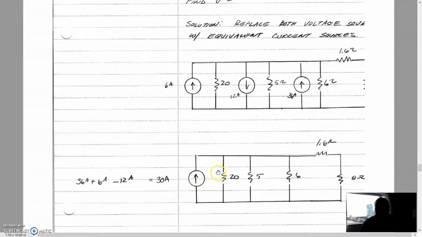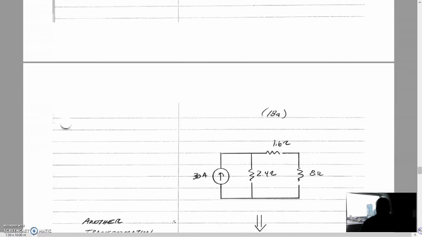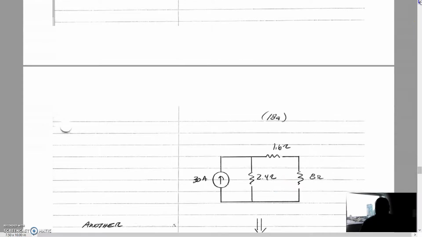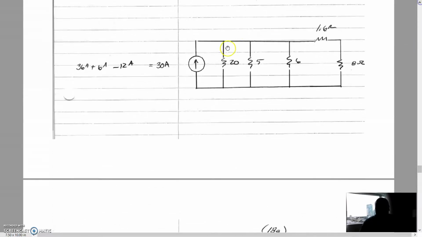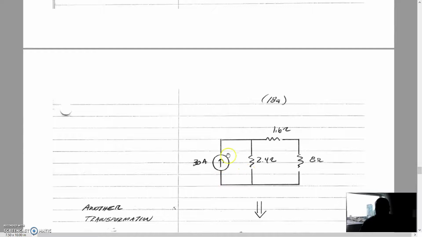The 30 amp supply pointed up. We have a 20, a 5, and a 6 in parallel. That's easy enough to convert. We just convert those the same way we would any parallel combination of resistors. So doing the math on that, it's the inverse of 1 over 20 plus 1 over 5 plus 1 over 6, and that is 2.4 ohms here. So now we're left with a current supply in parallel with a 2.4 ohm resistor.